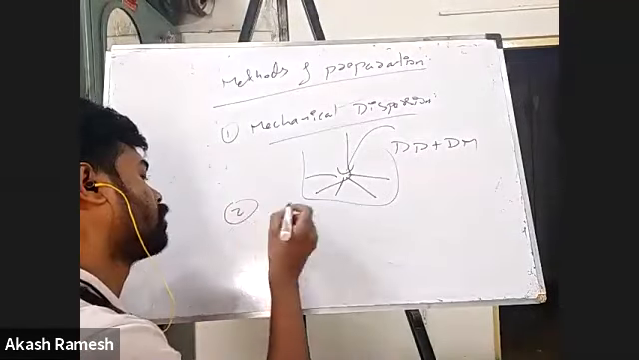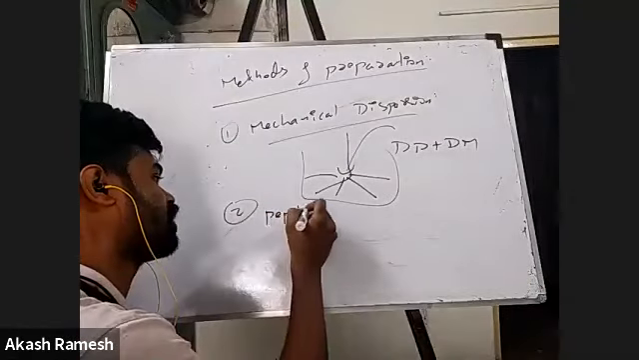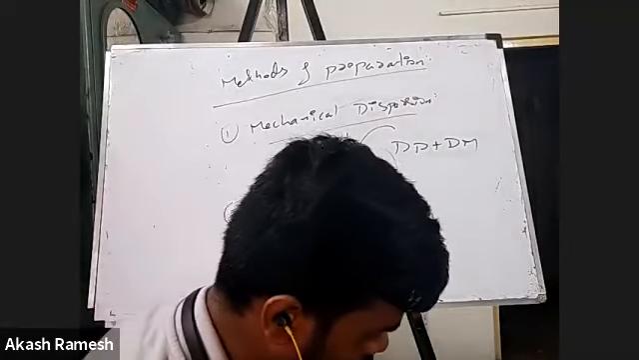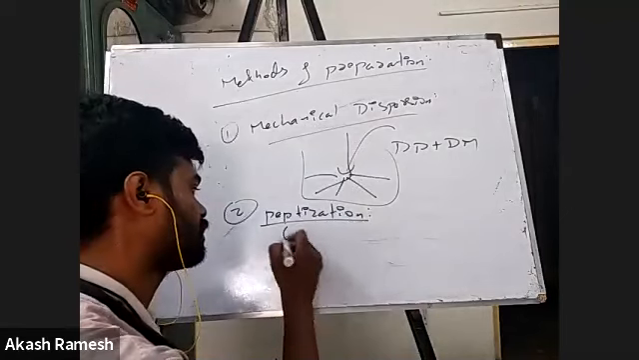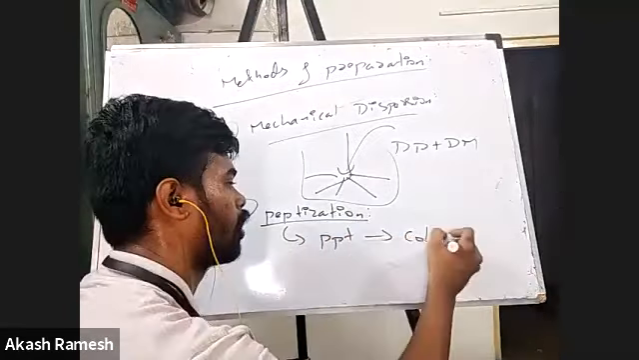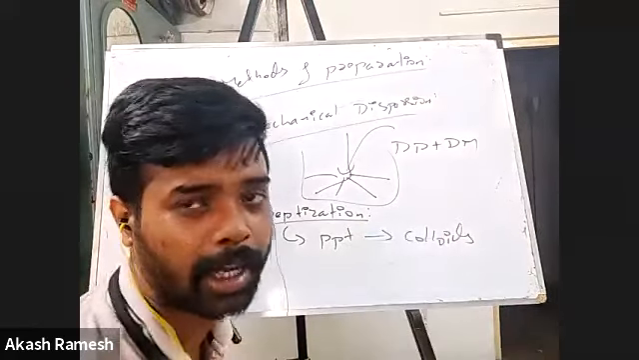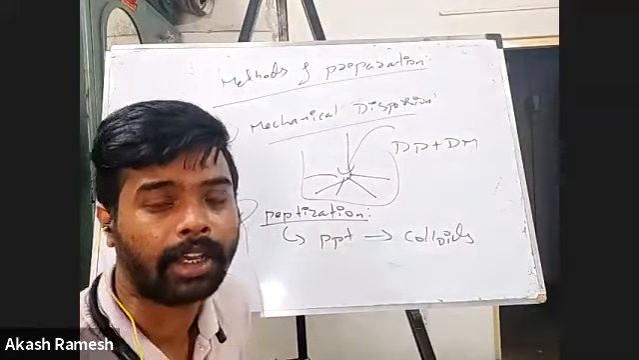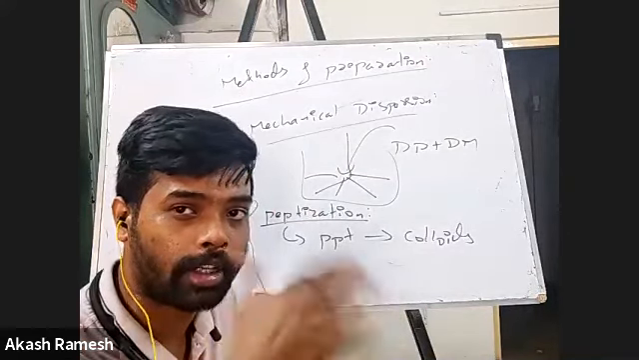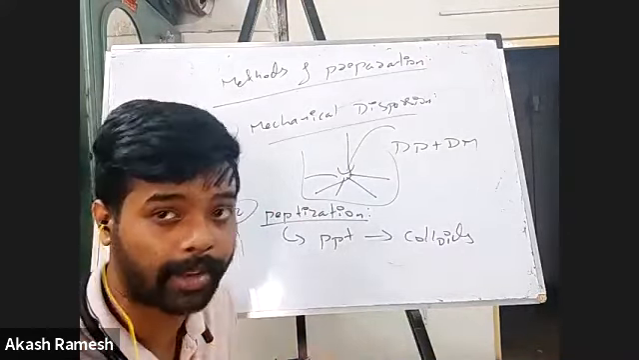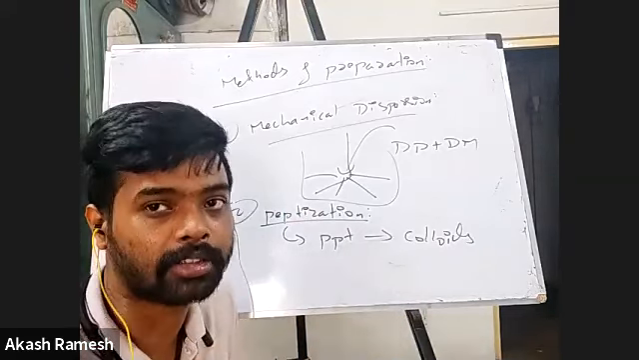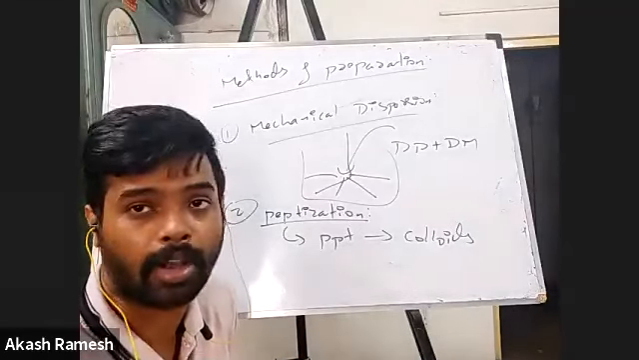Next is what is called peptization. Peptization is a very simple thing. It is a process of converting precipitates into colloids. I told you in case of lyophilic and lyophobic that you will be able to convert colloids to precipitate, and especially in case of lyophilic, you will be able to convert even precipitate into colloids. So definitely that's the process here.